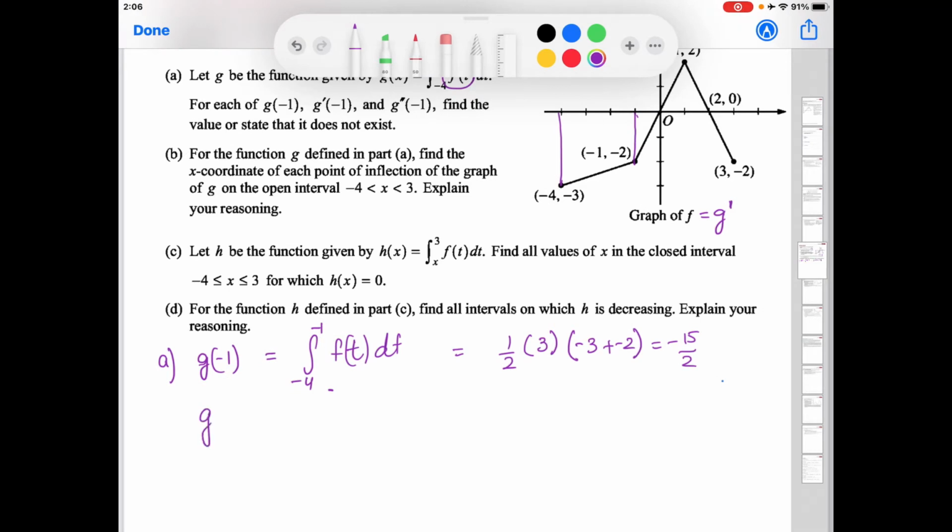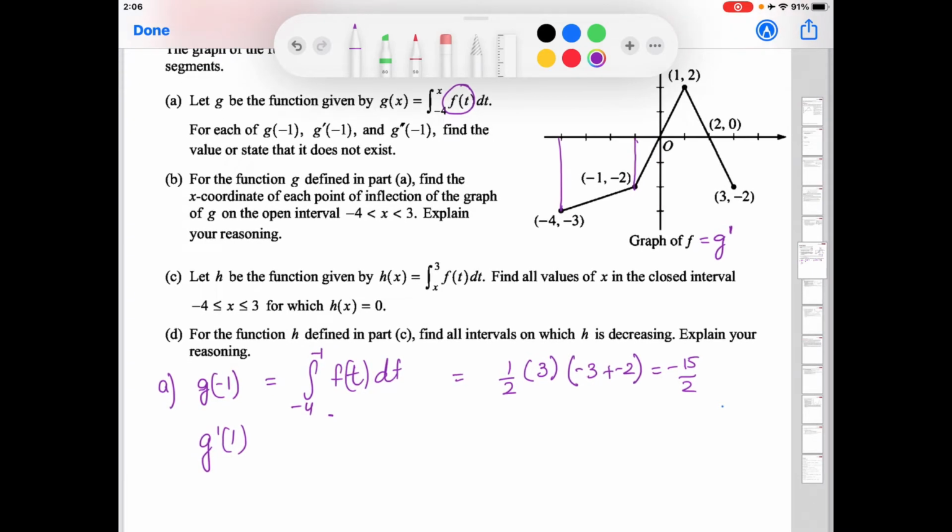Now, g prime of 1. Remember, this is your g prime graph. So basically, I'm going to go to 1. At 1, what's my corresponding y value? It is 2. Oh, it said g prime of -1, not 1. At -1, it is -2. At 1, it would be +2.